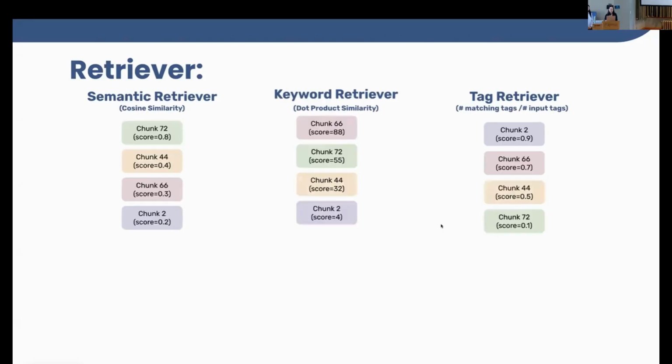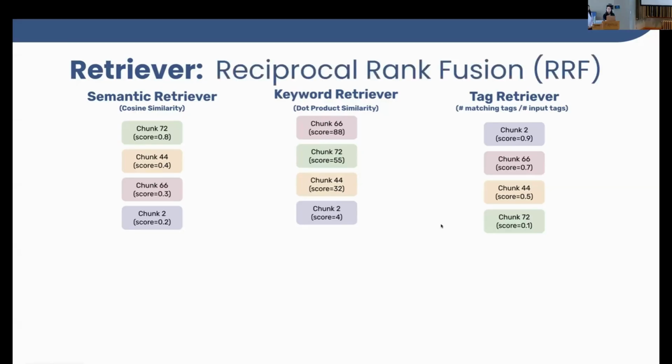So what ends up happening is that chunks are ranked differently within each retriever, just because each retriever is looking at different components. So we need some way to find out which chunks are most relevant. We end up using a reciprocal rank fusion algorithm. This creates a score called the rank score, which looks at the position of a chunk within a retriever. For example, if we look at the semantic retriever, the green chunk, chunk 72, would have a high rank score because it's at the very top of the list, whereas the purple chunk, chunk number 2, would have a lower rank score.